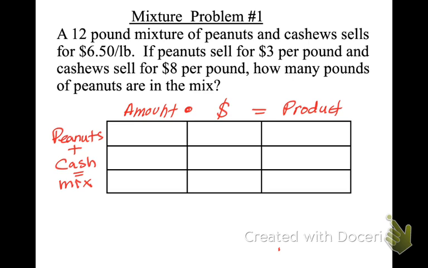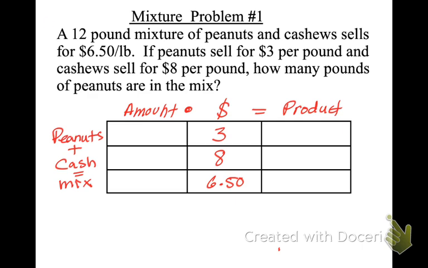Okay, what's the price of the peanuts? $3. What's the price of the cashews? $8. And what about the price of the mixture? $6.50 a pound. So we're taking something really expensive, mixing it with nuts that are really cheap, and making a medium price. Does that make sense? If you bought pounds and pounds of cashews, it would be very expensive. But we're mixing it with a kind of nut that's not so expensive.